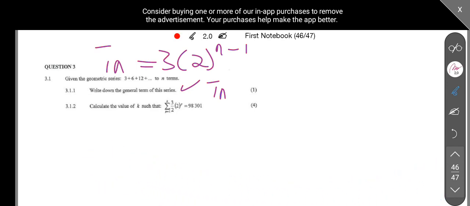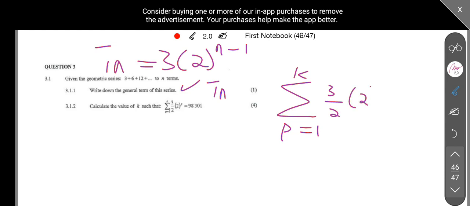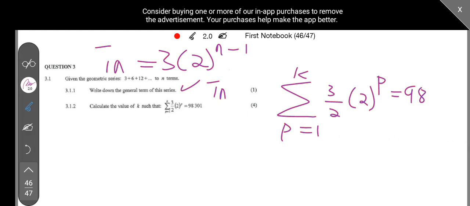It says, calculate the value of k such that we are given the sigma. So the sigma notation is given as follows. Here we are given k, and here we are given p is equal to 1. The general term is 3 over 2 multiplied by 2 to the power of p, and they say that is equal to 98301. Let's move this to the side. So we've done a similar question to this.